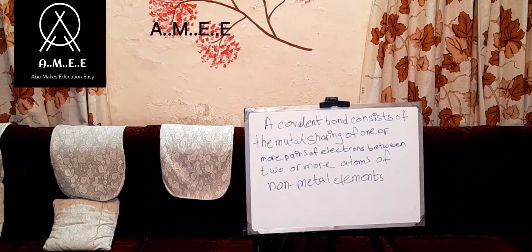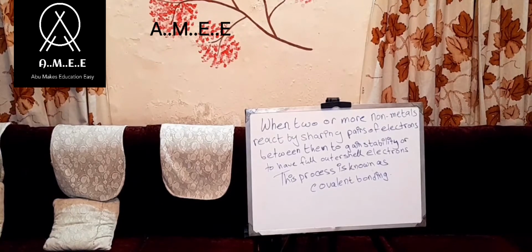In case someone doesn't understand my handwriting, after "more pairs of electrons" I have written the word between, B-E-T-W-E-E-N. I didn't write anything else. A covalent bond consists of the mutual sharing of one or more pairs of electrons between two or more atoms of non-metal elements.